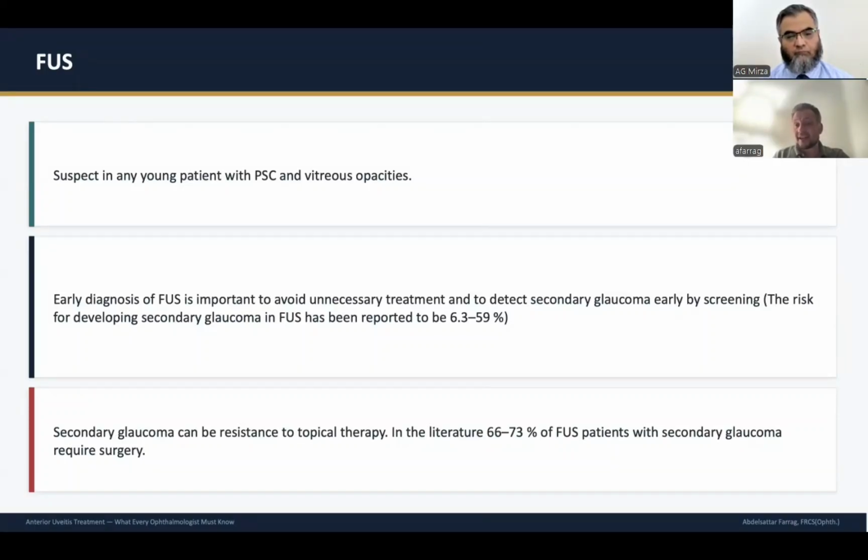And the standard guidance, there will be a low-grade inflammation. It will stay there. Whatever you do, there is no value to continue on steroid. You will cause steroid-induced glaucoma and more steroid response, especially since secondary glaucoma can be resistant to topical therapy. In the literature, 66 to 73% of Fuchs heterochromic uveitis with secondary glaucoma require surgery. So the main risk is not the inflammation here. The main risk is glaucoma.